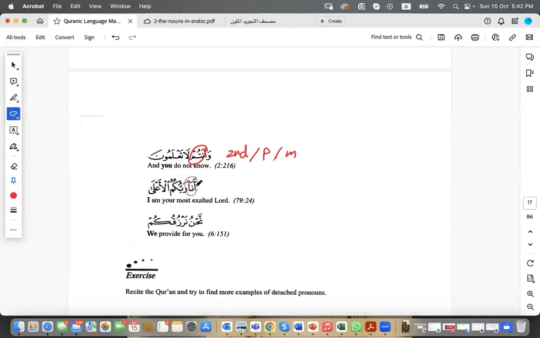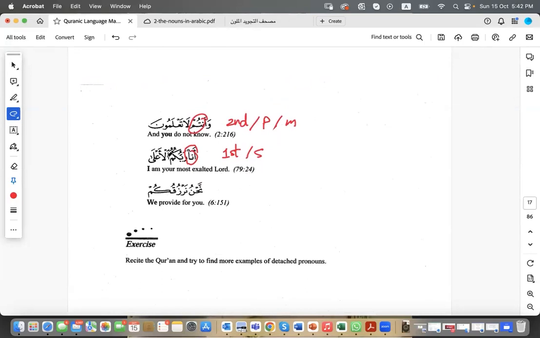أنا ربكم الأعلى. It's first person and it is singular. We don't have gender, but here it's Allah speaking to us. نحن, again, it is first person and plural, and we don't have gender. That is "we." Now, this is the end of our lesson here.